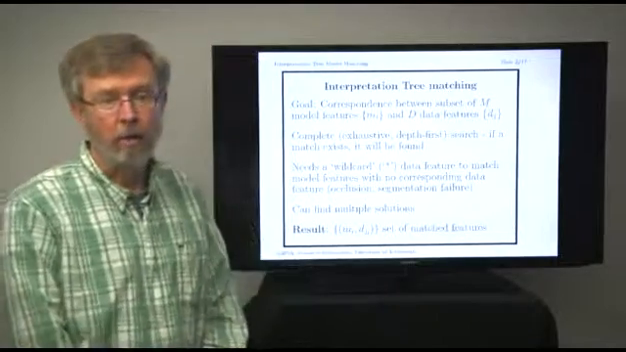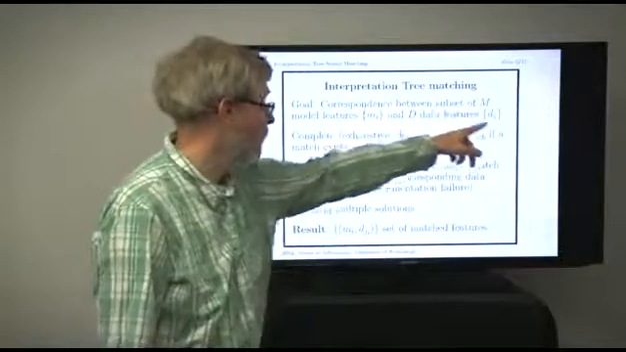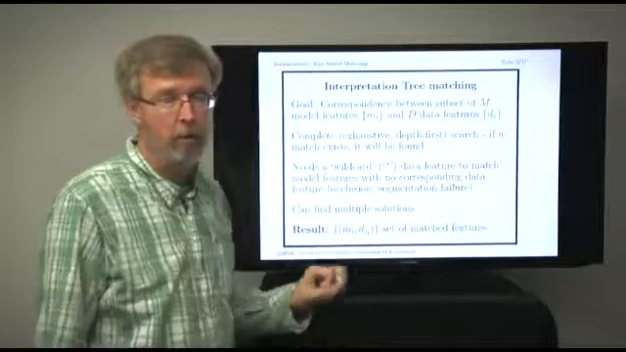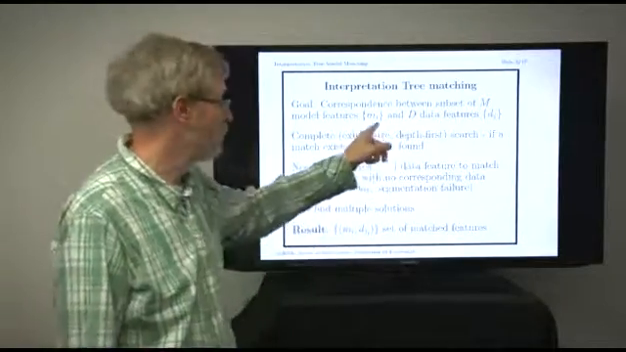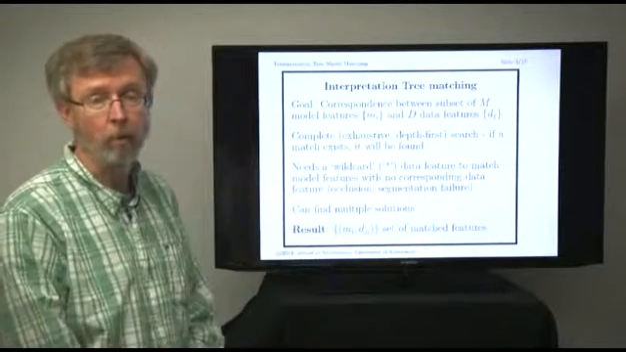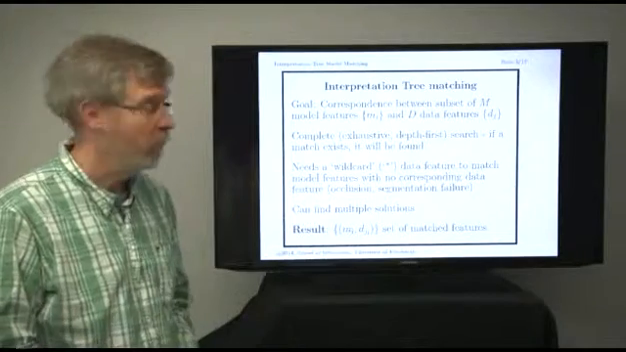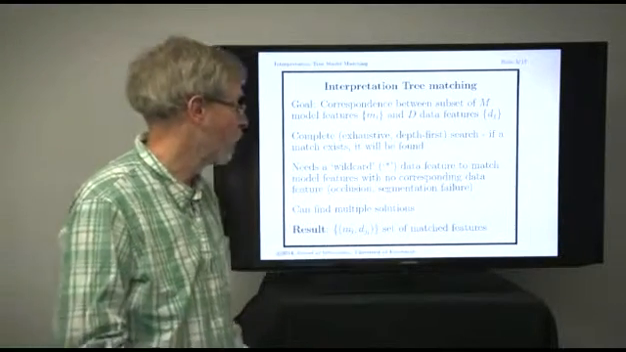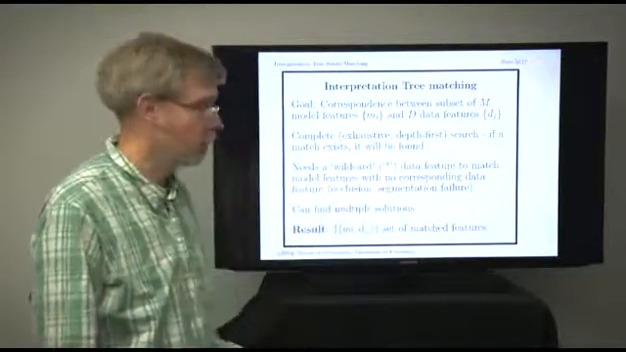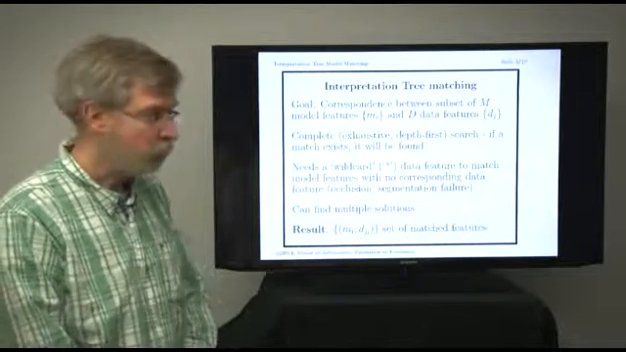So let's look at that matching algorithm in a bit more detail. We've got our model features, we have our data features, and we're effectively going to do a complete search through all possible matches between the model features and the data features, just to find all possible ways of matching these features together, just to make sure we don't miss any matches. This is a kind of general artificial intelligence search type algorithm. It's effectively a depth first type search, and if there is a match, we're going to find it.